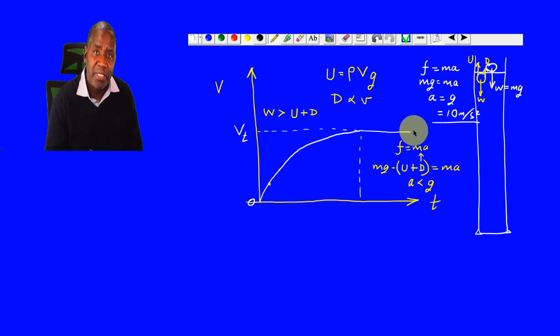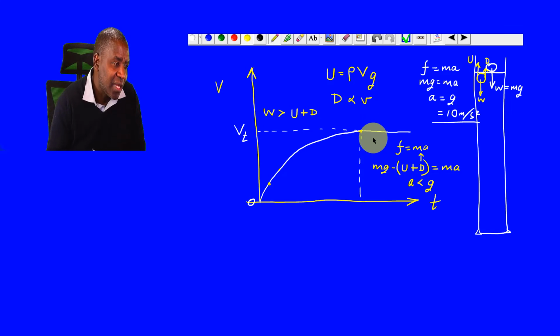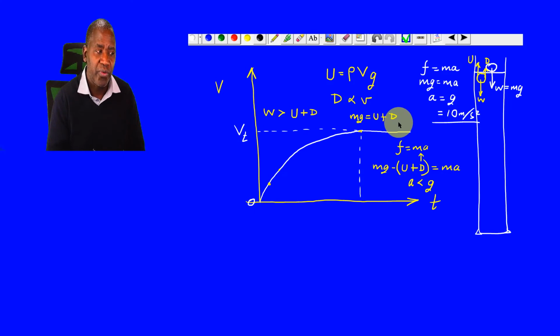Why has it become zero? Or what is the significance of the gradient being zero? That means that the acceleration is zero. How did it become zero? For acceleration to be zero, it means the resultant force must be zero. That means that at this particular point, mg is exactly equal to U plus D. They are equal. The sum of the upward forces acting on the sphere is equal to the sum of the downward forces acting on the sphere, which is just mg.